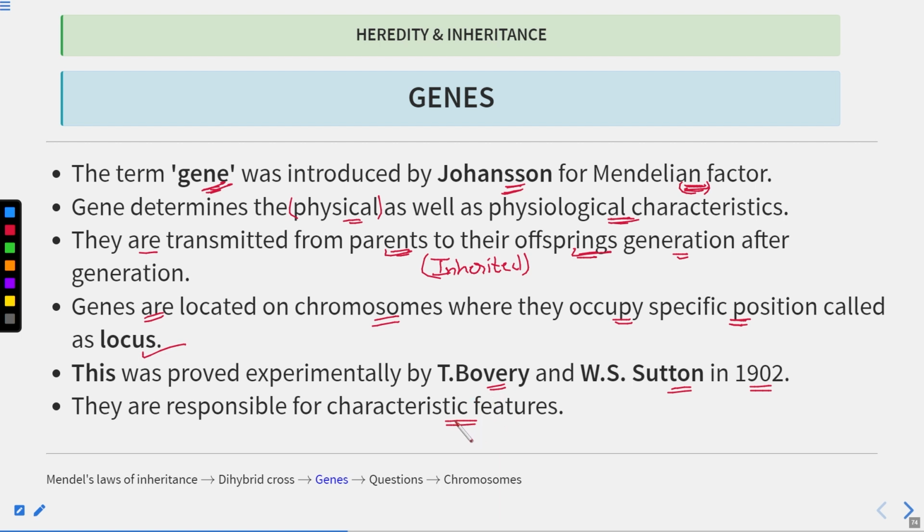Clear? So there are genes for other features also, like skin color. These genes are responsible for the characteristic feature of the organism, whether it is tall or short. If we talk about plants, we can talk about the flower color, whether it is white or red. Then the seed shape, whether it is round or wrinkled. We can talk about the position of the flower, whether it is axial or terminal. Clear? So all of these are determined by the genes.